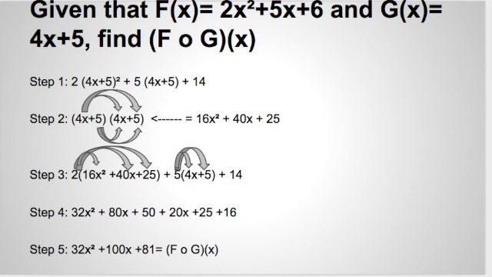And our next example is just a tad bit more complicated. Given that f of x equals 2x squared plus 5x plus 6 and g of x equals 4x plus 5, find f of g times x. So now that you have two x values, you're gonna plug in the x the same way. So 2 times (4x plus 5) squared plus 5 times (4x plus 5) in parentheses plus 14.